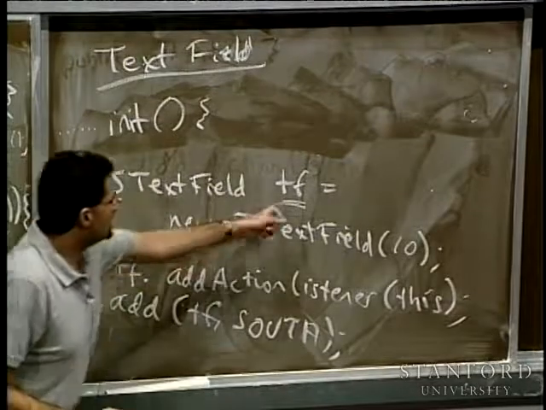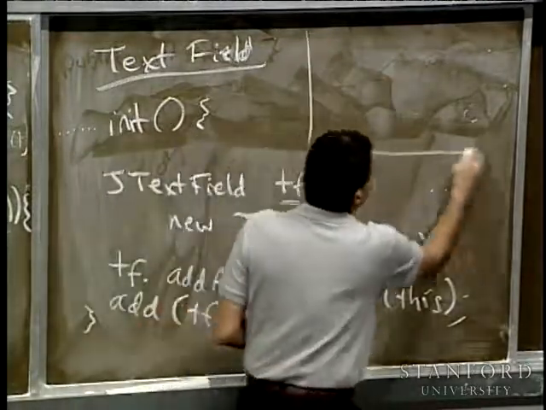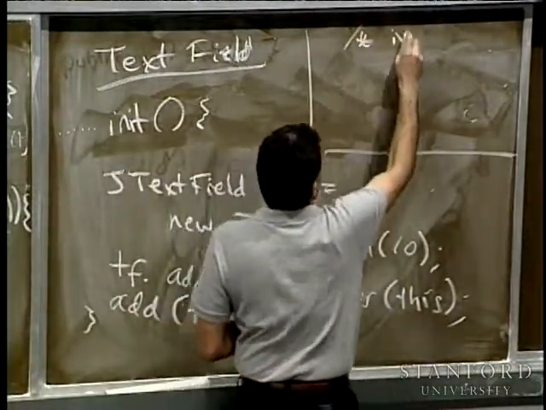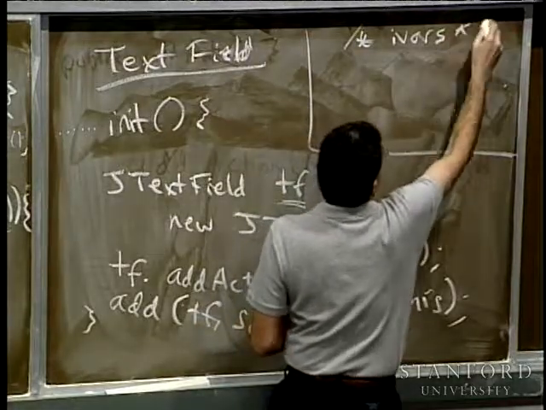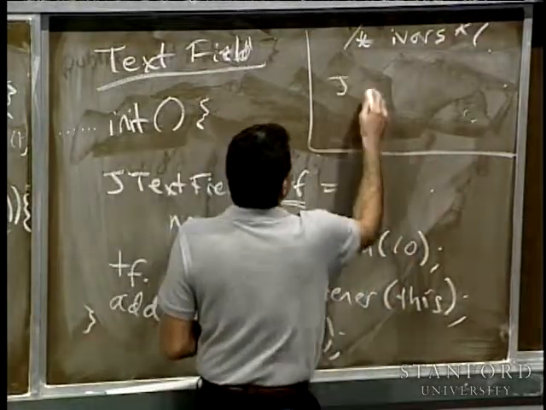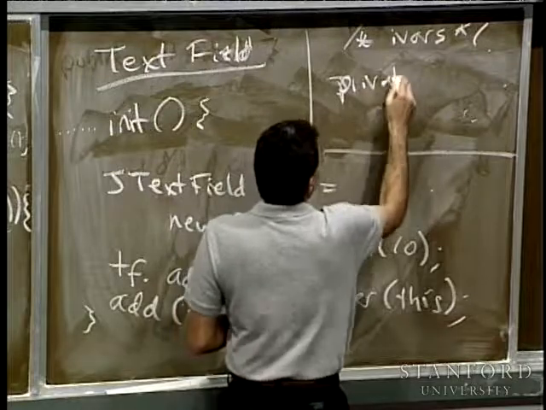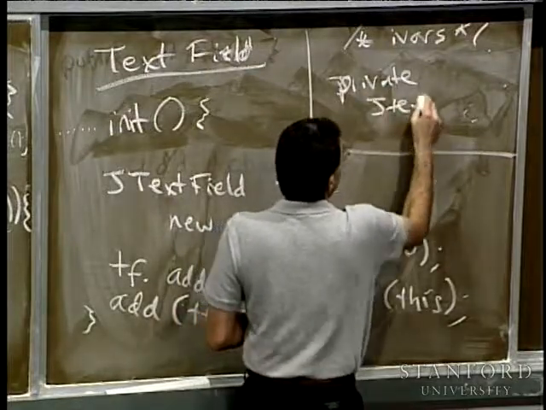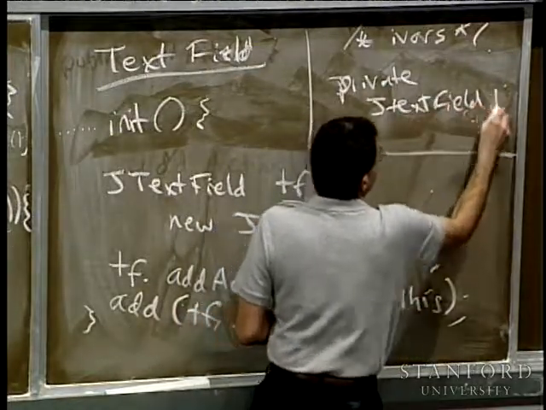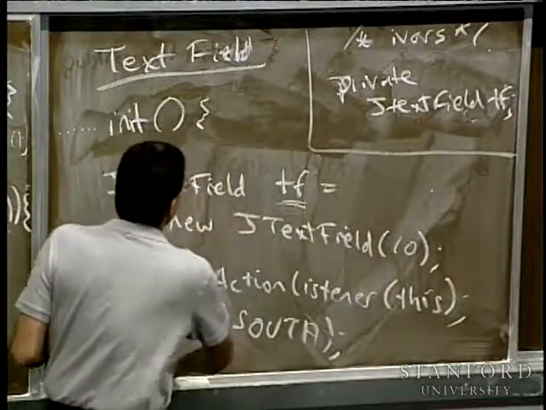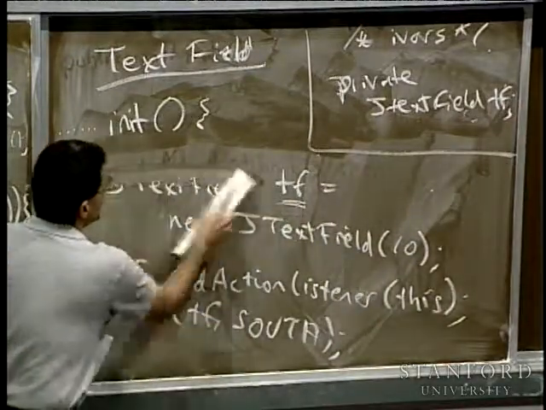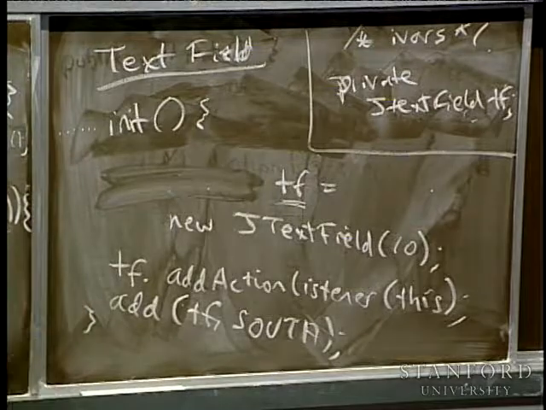What I need to do is put this TF somewhere else in my class, let's say over here, which is where I declare my ivars, just lower down in the class somewhere. I need to actually have private JTextField TF. And then over here, rather than declaring it, I just create the new TF. So I need to set it up as an instance variable.